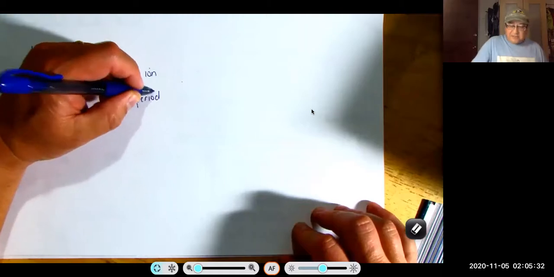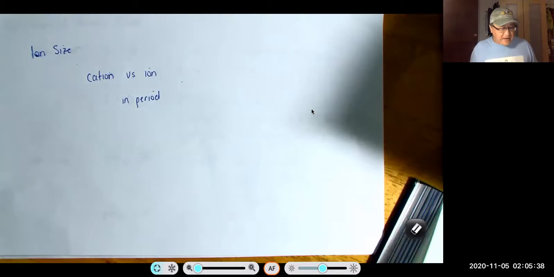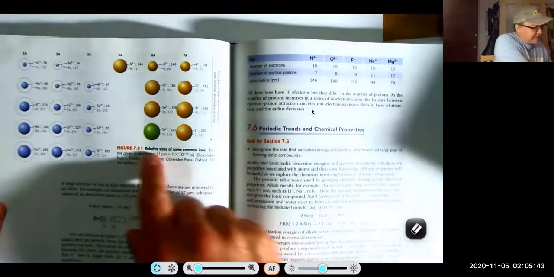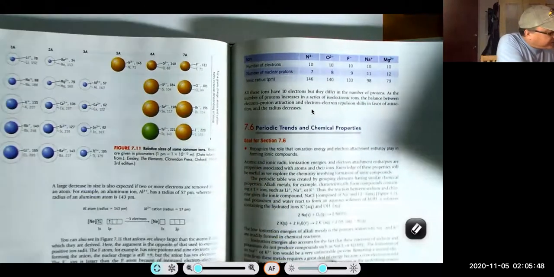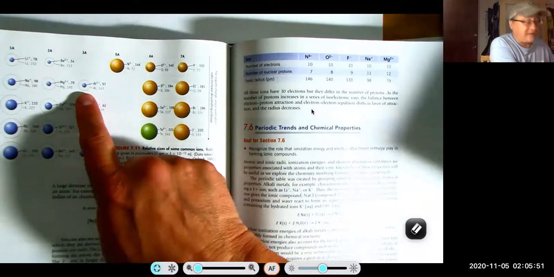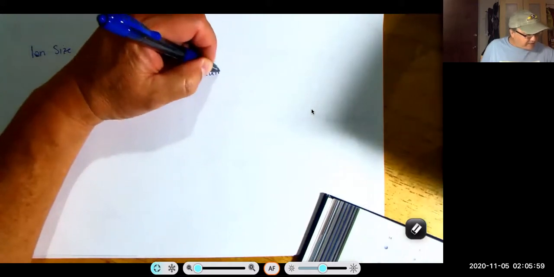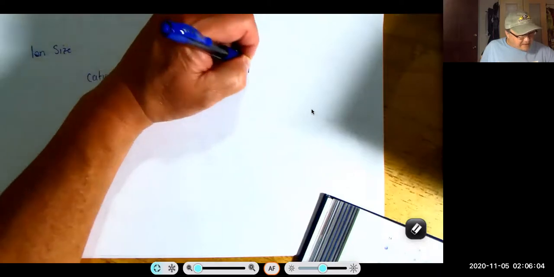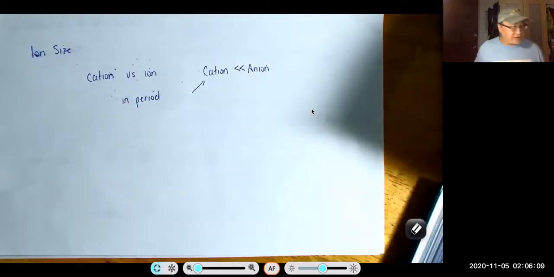So if we go back to that image that shows you cartoons of cations versus anions in the same period, let's take a quick look at that. Can you see here that the cations are always smaller than the anions? So let's just take a look at these two here, this aluminum cation and this sulfide anion. So here, the cation in a period is going to be smaller than the anion. And in fact, it's going to be much smaller. So when you put two of those arrows, it means a whole lot smaller.